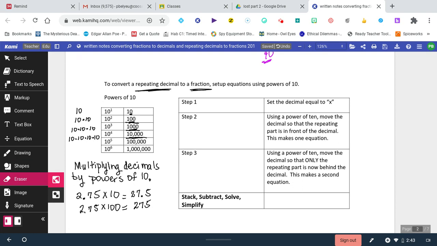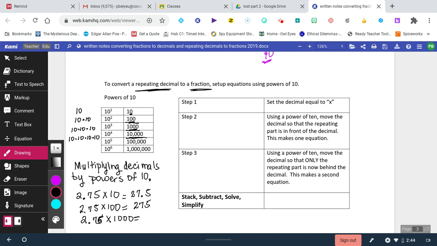Now, what if it was 2 and 75 hundredths times 1,000? Well, how many zeros does 1,000 have? It has 3. So this decimal is going to go, I'm going to write this here, 1, 2, 3. But if you notice, there's no number here, so you have to add a 0. So basically, that's going to change it to 2,750. So powers of 10 push your decimal to the right.